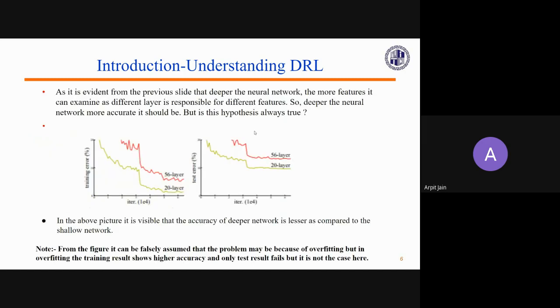So these are the results of 20 layer versus 56 layer neural networks. In the 20 layer network, we found that the training error was quite less as compared to 56 layers. But as per our hypothesis, the training error in 56 layers should be even lesser. This didn't happen, and this also shows that the situation is not one of overfitting, as in overfitting, the training error for 56 layers should be low. So this was something definitely different.